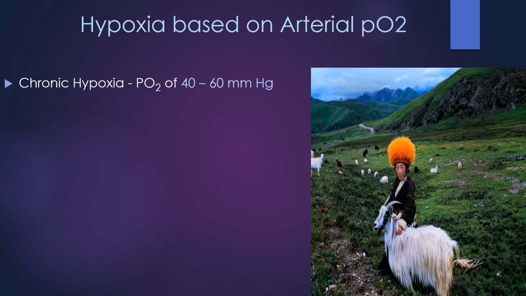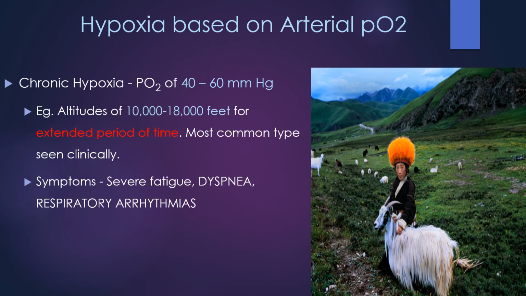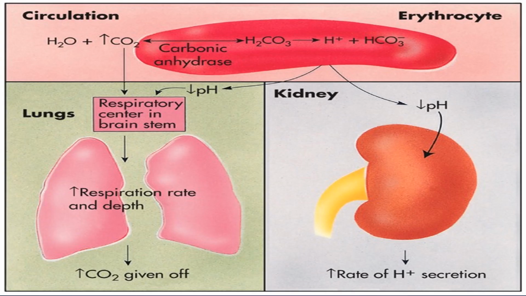Finally, the chronic hypoxia, when the arterial oxygen pressure is between 40 to 60 millimeters of mercury. So people living at altitudes of 10,000 to 18,000 feet for a longer period of time. This is the most common type of hypoxia which is clinically seen. The symptoms are severe fatigue, dyspnea, and respiratory arrhythmia like Cheyne-Stokes breathing, which can be seen during sleep. What happens in the hypoxic condition?